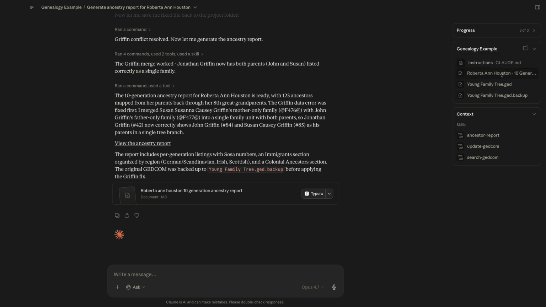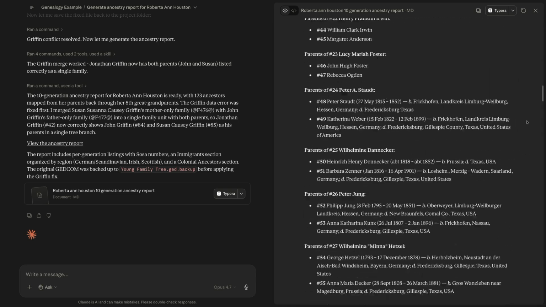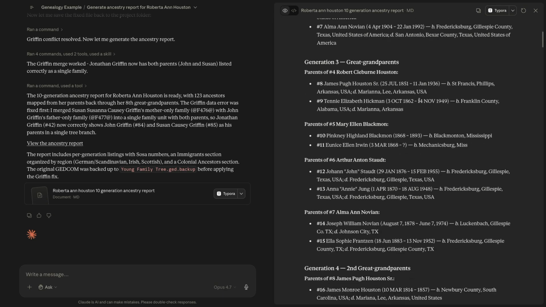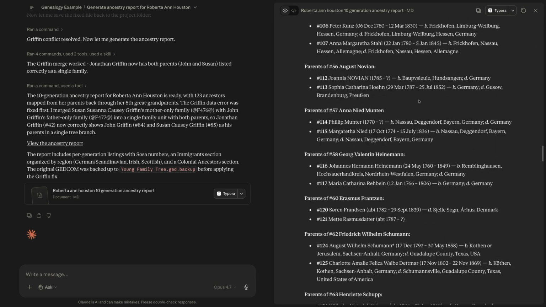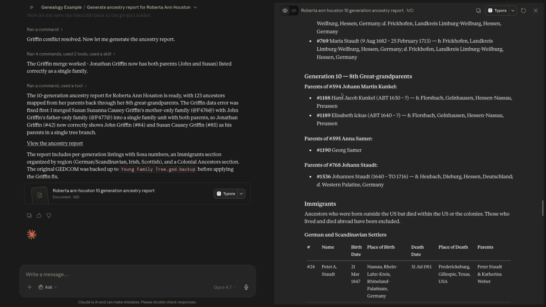So let's look at it here. This is the report. It starts with direct ancestors, and it goes along and has birth and death dates and places for all of the ancestors listed. In this case, I told it to do 10 generations, so it's quite a long list, 123 ancestors. And in generation 10 here, we've got folks in Germany.